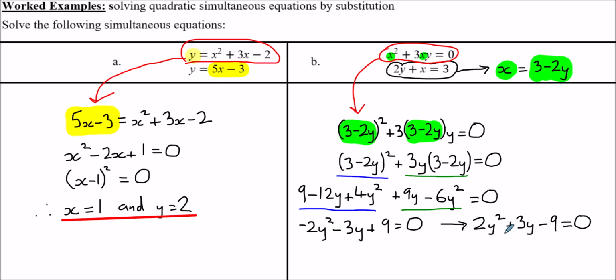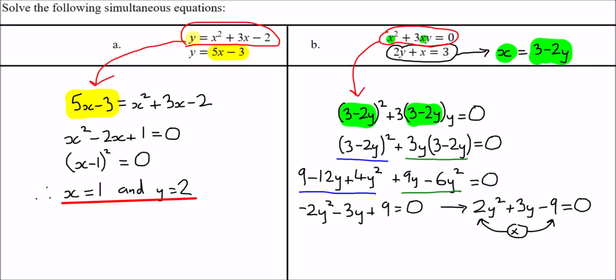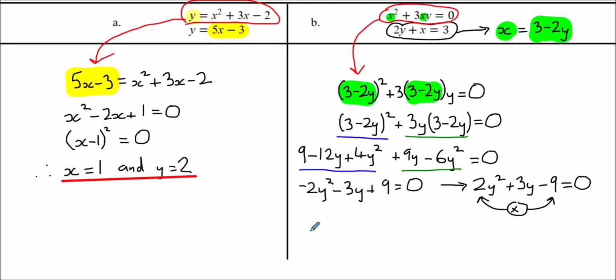We can use the AC method to factorise this. So if we multiply the 2 and the minus 9 together, we get negative 18. So now we need to think of two numbers that multiply together to give us negative 18, and when we add them, we get positive 3. So with a bit of thought, you'll hopefully see that these two numbers are going to be positive 6 and negative 3.